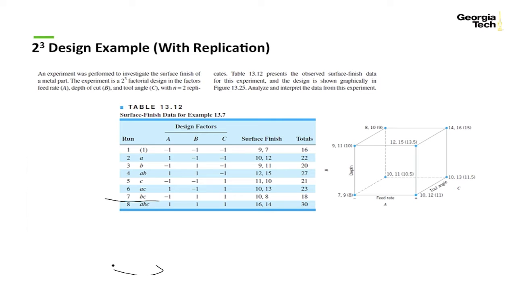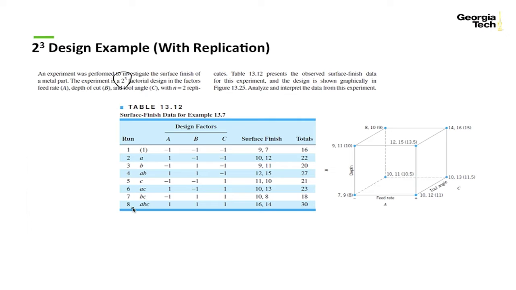Now let's see one example. In this example, we have three factors. Factor A is feed rate in a machining process, factor B is depth of cut, and factor C is tool angle. What is the response variable? After machining, we measure the surface finish. And as you can see, it's a 2 to the power of 3 factorial design.